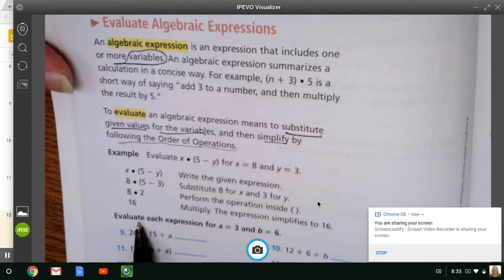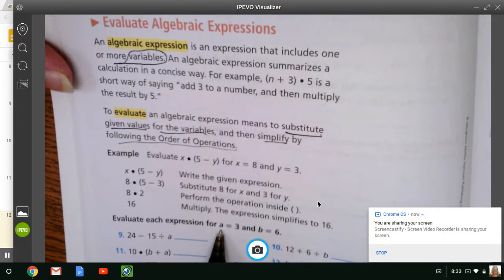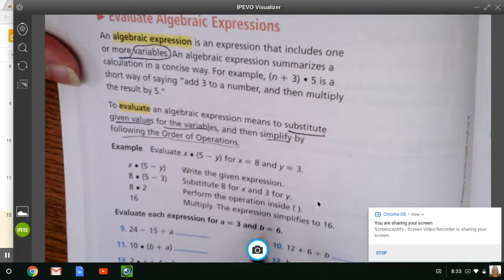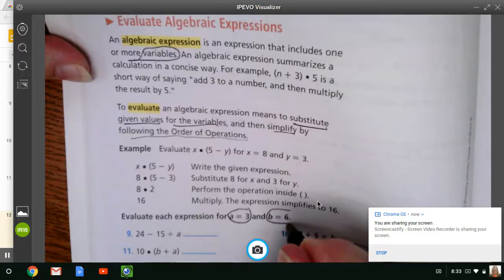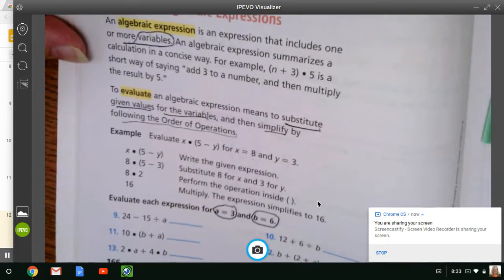The bottom just says evaluate each expression for a equals 3 and b equals 6. So you have to substitute 3 and 6 for a and b in each expression.